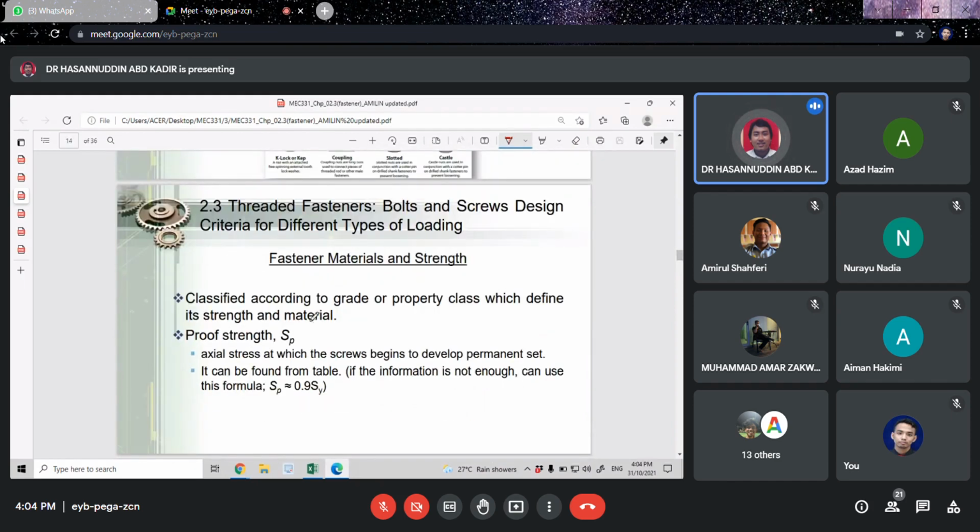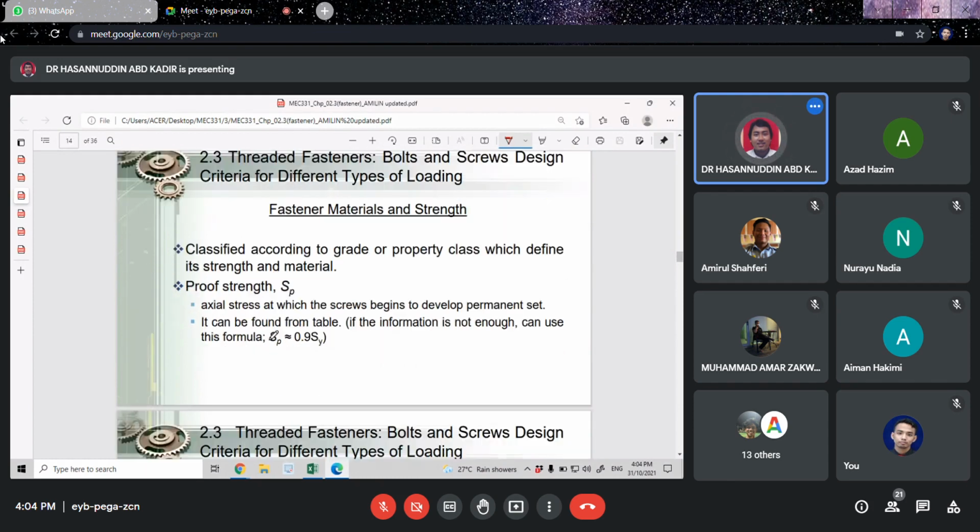So threaded fastener. We have this one we call proof strength. S is strength and P is proof, so SP is called proof strength. SP is basically almost 0.9 of SY. SY is strength; if we learned before about the stress-strain curve, you have a curve like this. From this one, here is SP and here is SY. SY means before it yields, before it goes to yield.